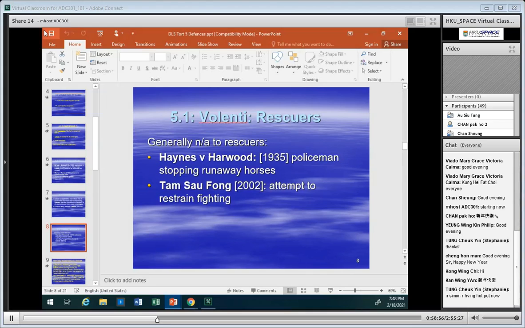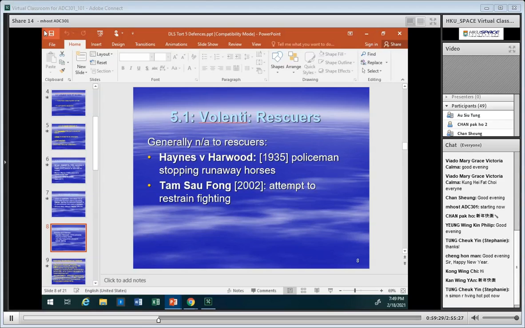Runaway horses, there you are, Haynes v Harwood, and it's a case from 1935. Also, another case on page 125, a Hong Kong case, Tam Xiao Fong. The plaintiff was a home care worker assigned by her employer, the defendant, to take care of an elderly man, but then there was some sort of fight while she was working at his home. The neighbour argued and physically attacked, but then the plaintiff attempted to restrain. So somebody's coming in trying to break up a fight.